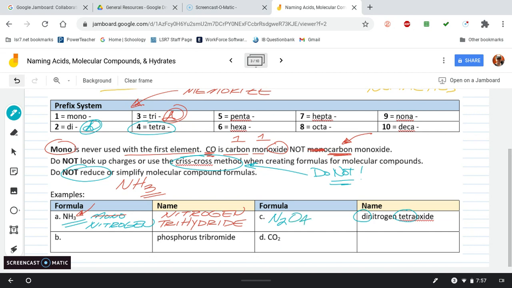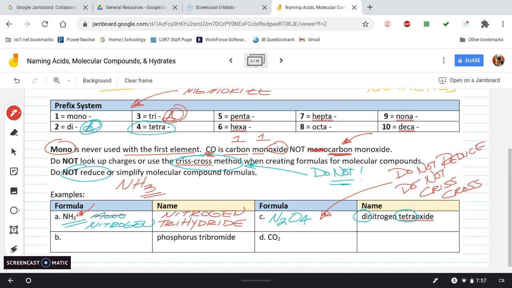No crisscrossing, no reducing. So I am not crisscrossing, right? So if you look at here, I did not, I do not reduce. So I don't make them an NO2, divide them both by 2, and I do not crisscross. I don't care about their charges because they're both going to be negative. You'd have a -2 and a -3. That would be a mess.